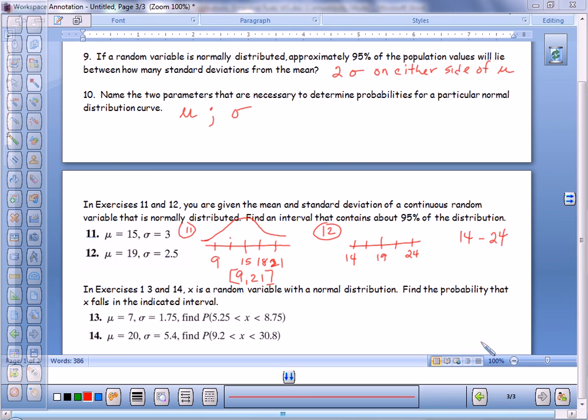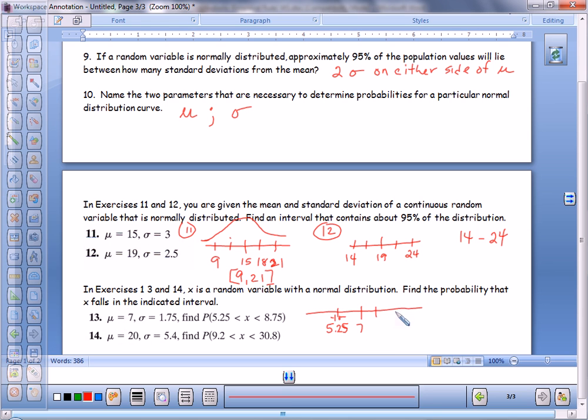Number 13. It says in 13 and 14, x is a random variable with a normal distribution. Find the probability that x falls in the indicated interval. So if our standard deviation is 1.75 and the mean is 7, I'm going to just sketch this out. The mean would be 7. I'm going to go back 1.75, which would take me to that lower bound. I'm already there. That's just 1 standard deviation to the left.